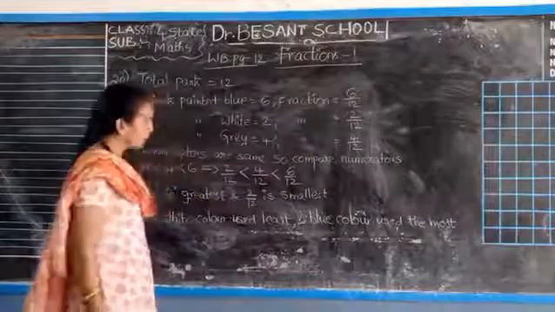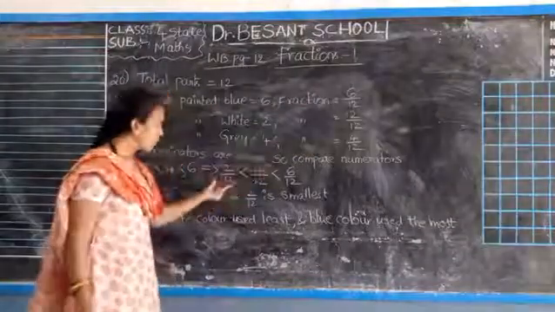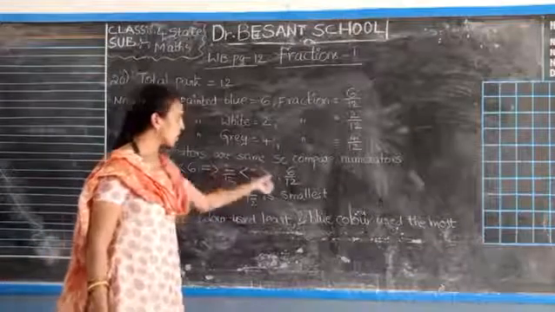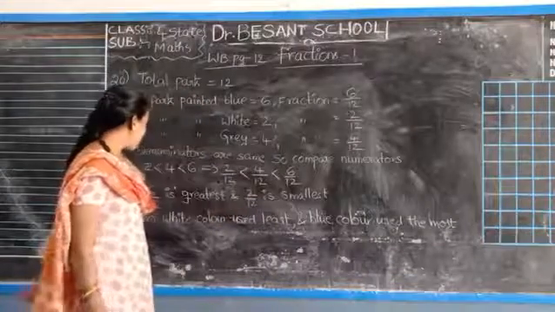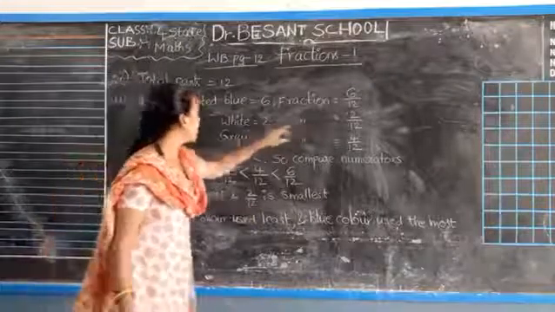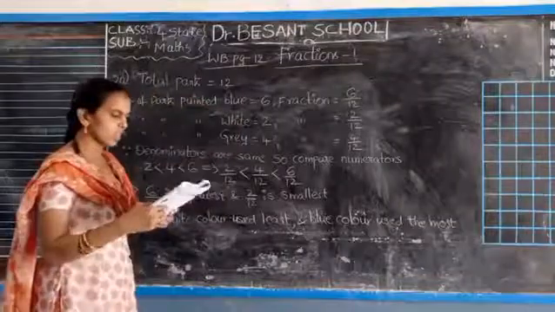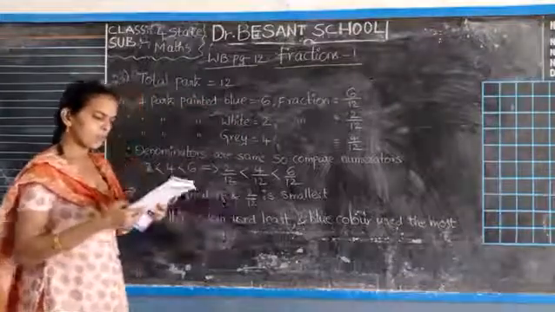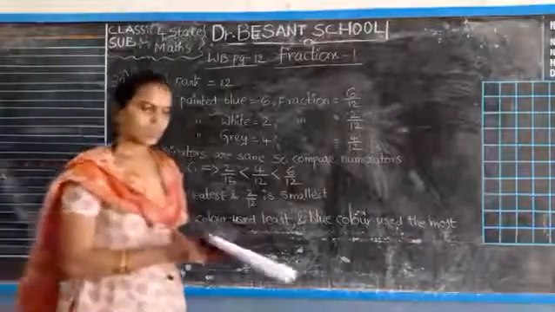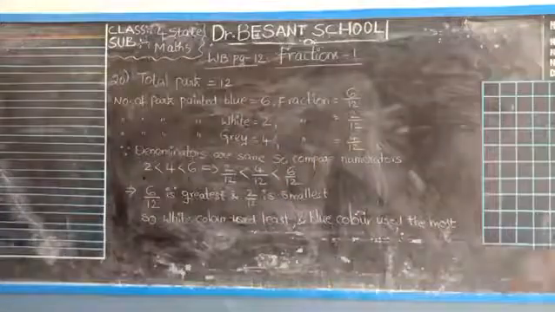After that, comparisons. From these comparisons, we could say that 2 by 12 is the smallest, 6 by 12 is the greatest, which means white color. 2 by 12 means which color, children? White color. White color was used the least, and blue color is used the most. Is it clear, children? That's good. Pause the video if you want and write down.